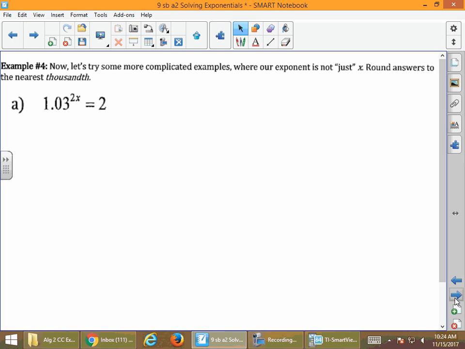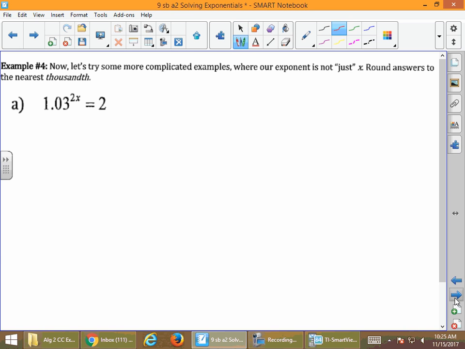Well, let's flip our page now. And on example number 4, the difference on these examples, part A and part B, is that they're a little bit more complicated. And they're a little bit more complicated because we have 2x for our exponent. Or in part B, we have x divided by 3 for our exponent. But the process is still the same. It's just going to take us one more step to solve.